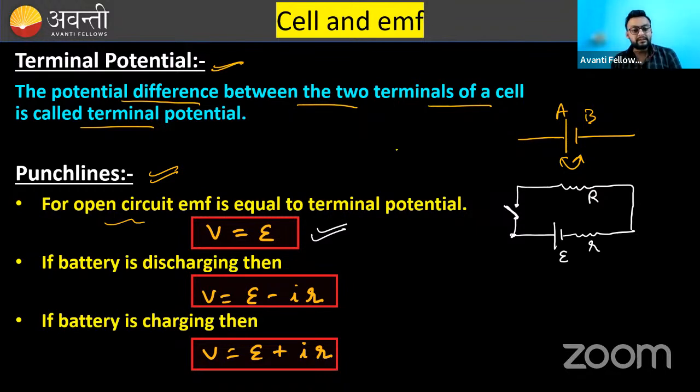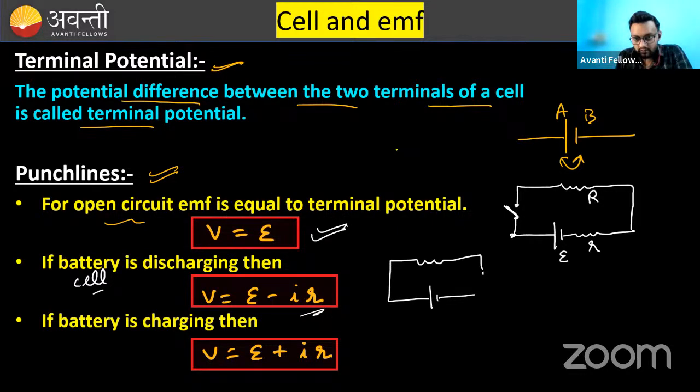Write it down. Students, please write it down because these are the important things. Next thing, if the battery or cell is discharging, then terminal potential will decrease by IR. V is equal to E minus IR. How will you identify that the cell is discharging? If I connect this switch, this is E, R, this is the external resistance. As soon as I connect this switch, you can see that current will start moving in this direction.